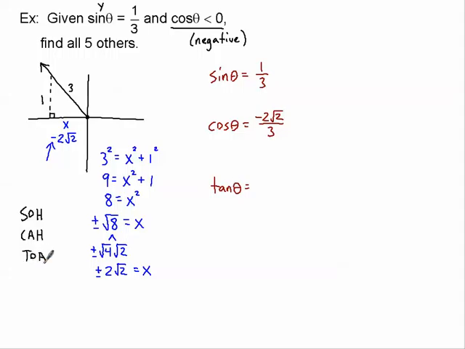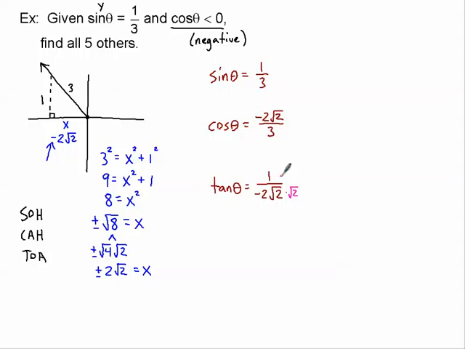And the tangent, now we're going to the TOA. That's opposite over adjacent. Opposite is the 1. Adjacent is the negative 2 square root of 2. So the tangent is 1 divided by negative 2 square root of 2. I see 2 problems with this. First, a negative sign should never be in the denominator, but that's not too bad. We can just float that negative sign on up. But we also have a square root in the denominator, and that's no good. So I do have to rationalize.